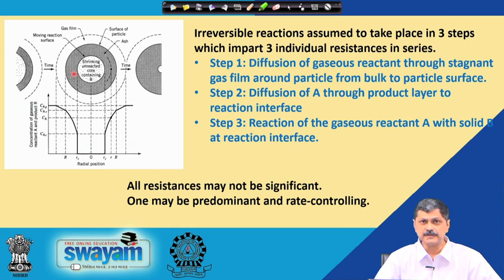So, the first step is it has to overcome the diffusion resistance in the surrounding stagnant gas film. Then the second resistance, step 2, it has to overcome the diffusion resistance in the product layer, and the third resistance is the chemical reaction resistance at the reaction interface. But all these resistances may not be significant all the time. Sometimes one of these resistances may be dominant and rate controlling.